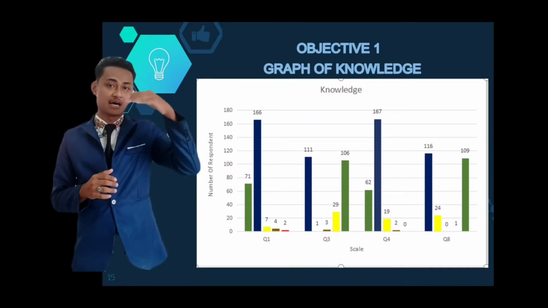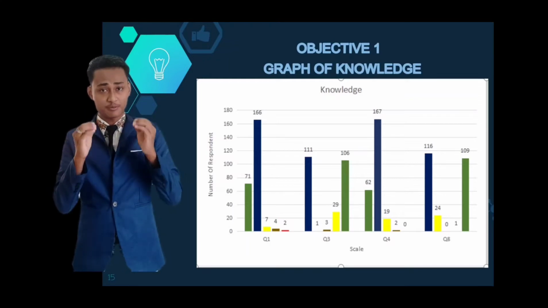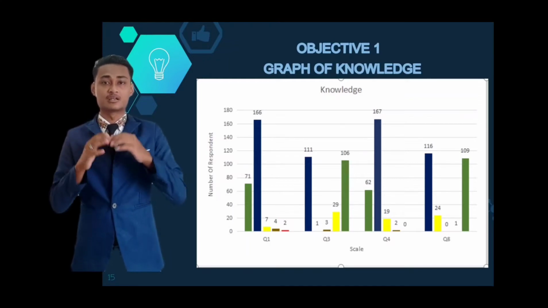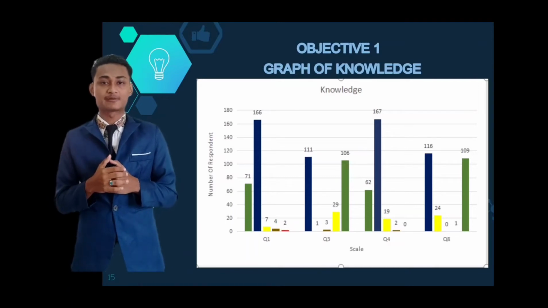From question 4, the highest numbers of respondents has responded no. Next, the respondent who responded less known is the lowest. The difference between the highest and lowest is 64.8%.